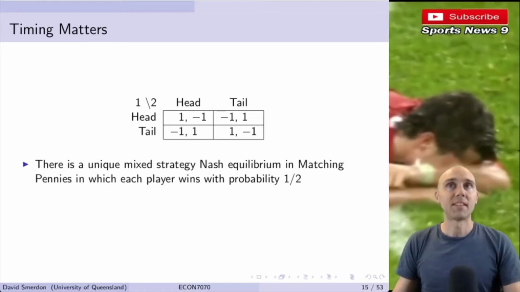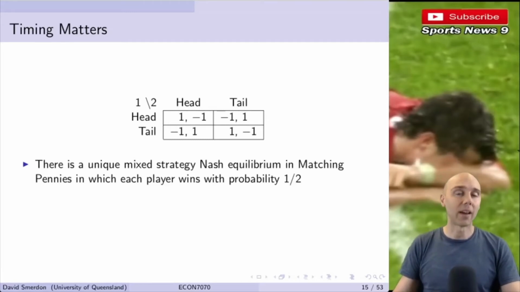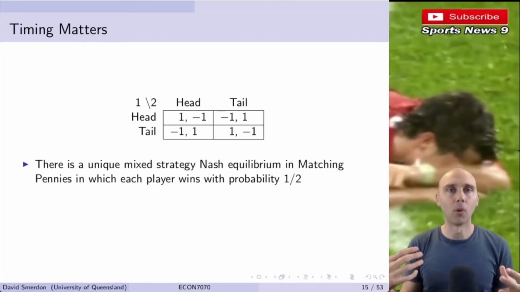But what if instead of playing sequentially, making your decisions at the same time, players take turns to make their decisions, and you can see the other person's decision before you make yours. So not in football, where the ball comes so quickly that you don't have time to see it.